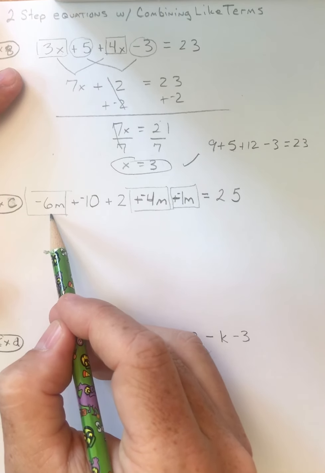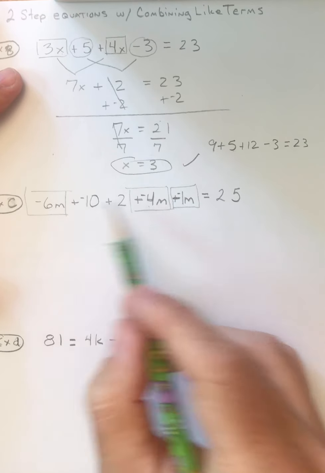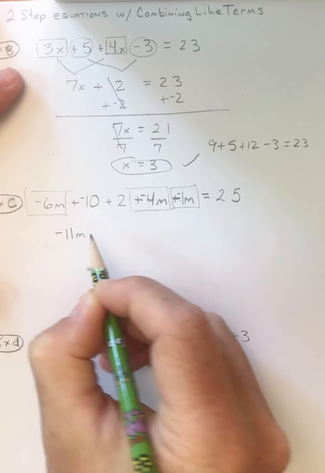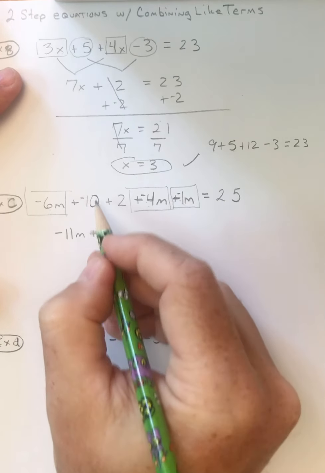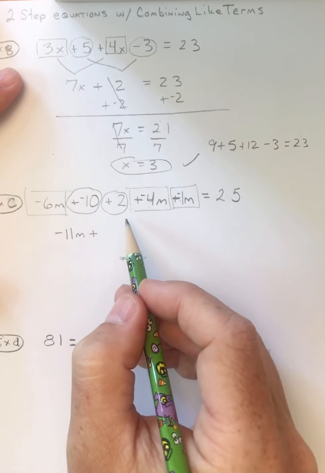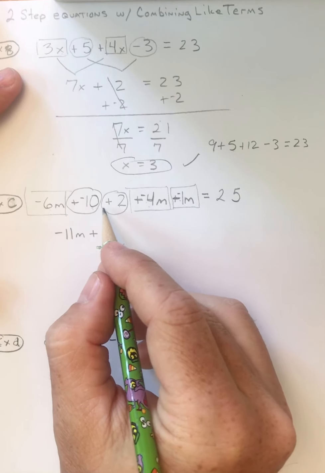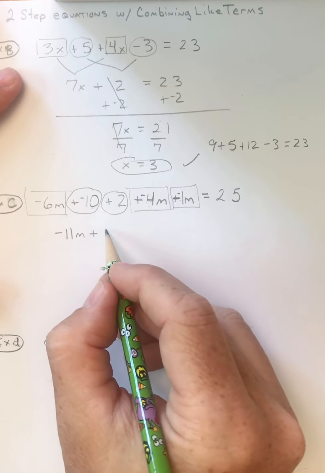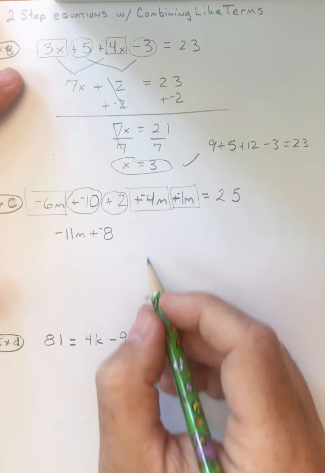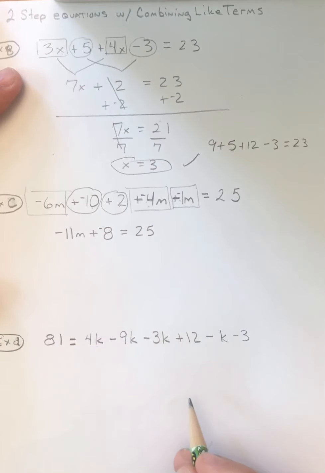Okay, so now I have negative 6m, negative 4m, negative 1m. All those add up to negative 11m. Then I'm going to circle these two, negative 10 and 2. They are opposite signs, so I'm going to subtract them and keep the sign of the larger absolute value. 10 minus 2 is 8, and the negative, that's my larger absolute value there. So that all equals 25.